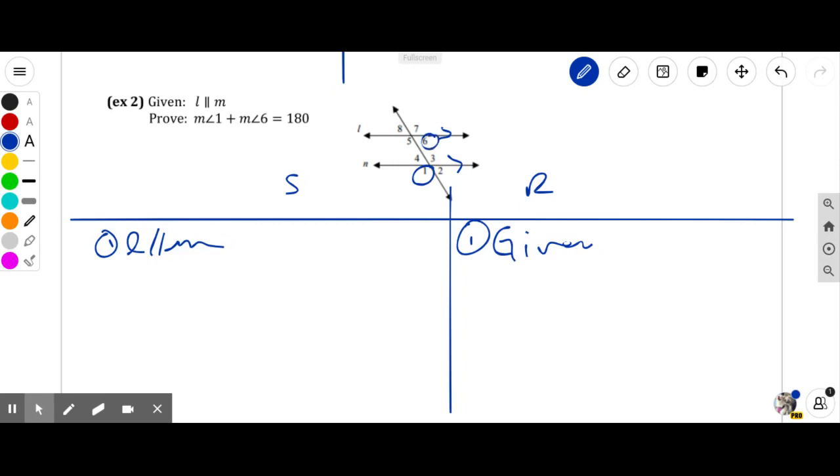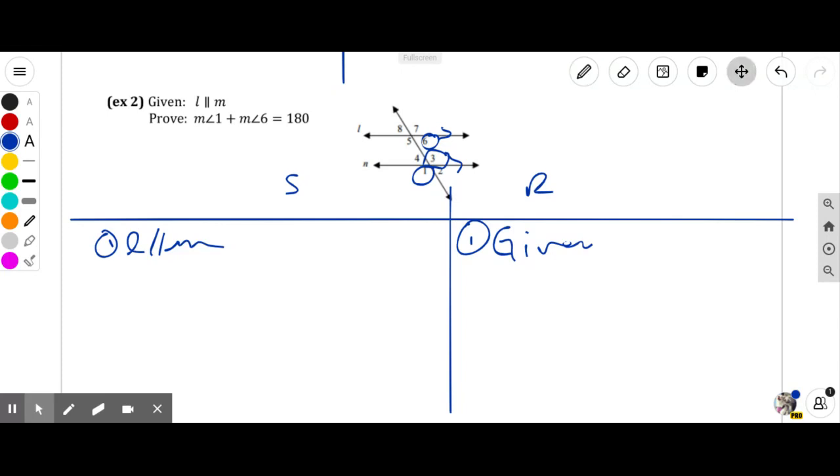And so 1 and 6 don't have a relationship that has a name if you look at the picture. So what you want to do again is find an angle that they both have a relationship to, and then use that to help you do some substitution to get it to say that 1 and 6 add to 180. So what pops out to me is angle 3 here. I notice that 3 and 6 are supplementary because they're consecutive interior angles. And then also 1 and 3 are congruent because they're vertical.